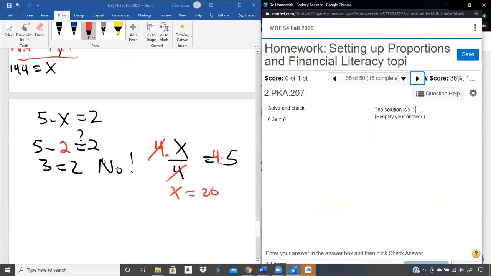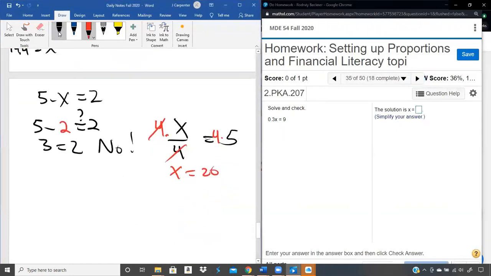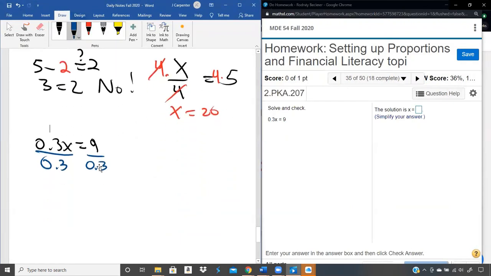Here's an interesting one. 0.3x equals 9. That's a product, so we got to divide, but we got to divide both sides not by 3, but by 0.3. Now, you got calculators, so that's probably going to be how you do this, but as a reminder, what you should understand is that you can't divide by decimals.